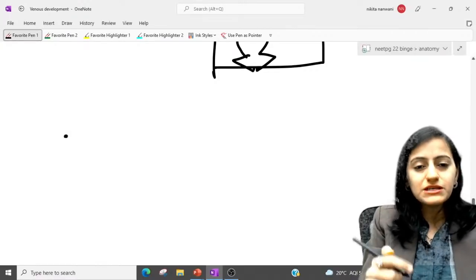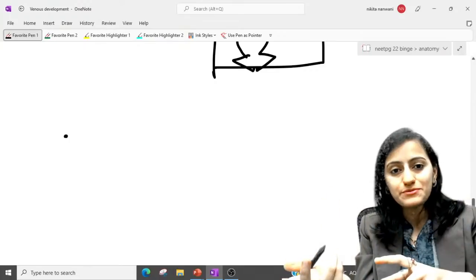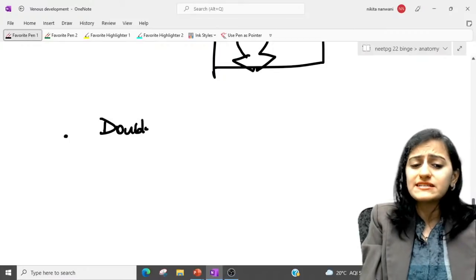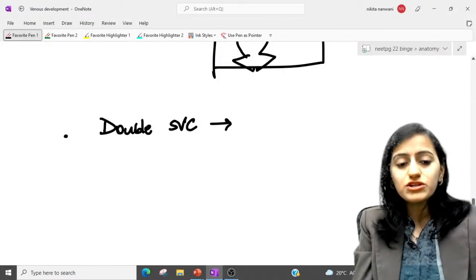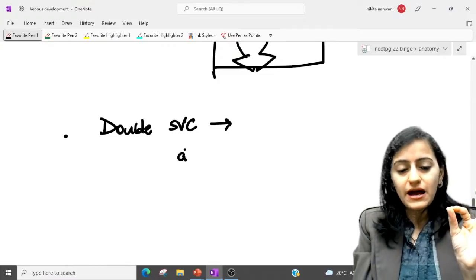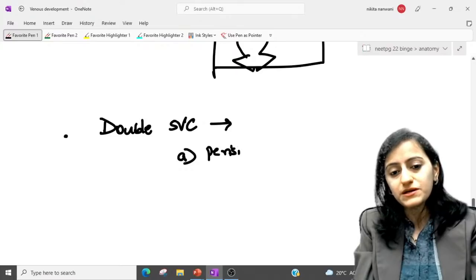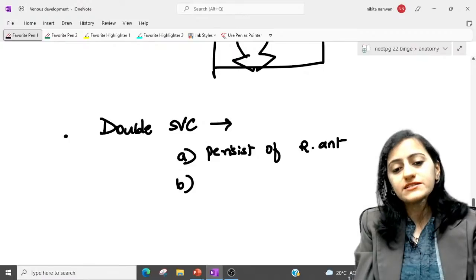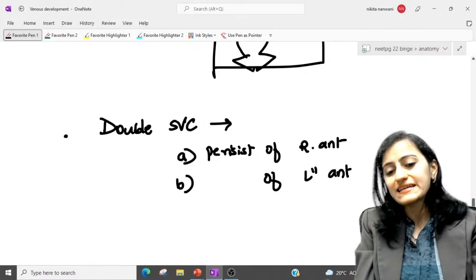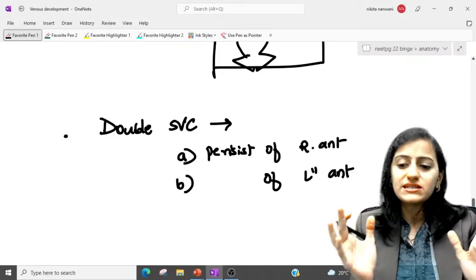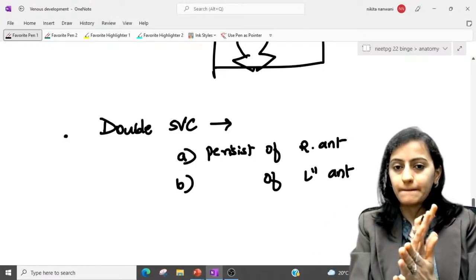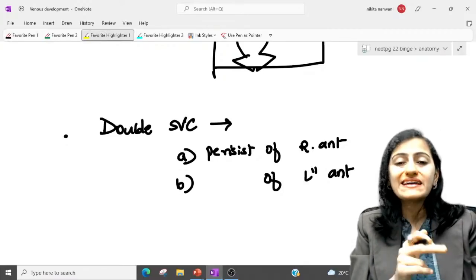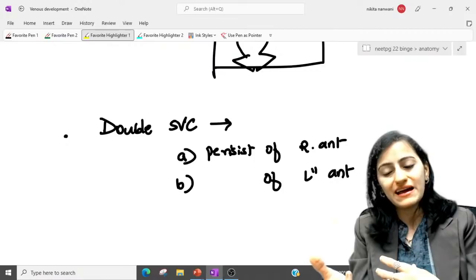We'll come to the pathologies, such as when it is double SVC. Now think logically, even if you don't know what the SVC develops from. Of the two options, is double SVC due to persistence of the right anterior cardinal vein, or due to persistence of the left anterior cardinal vein? Just make a logical guess based on what we have discussed so far.